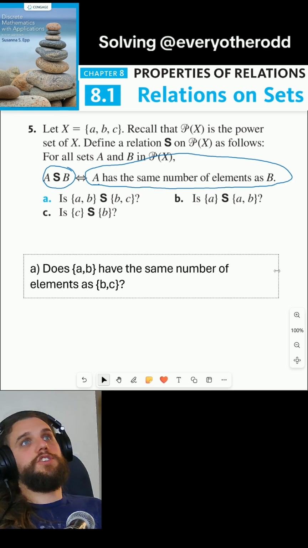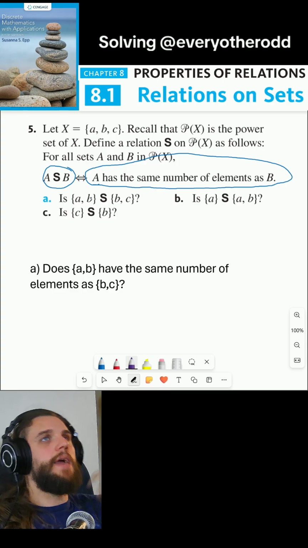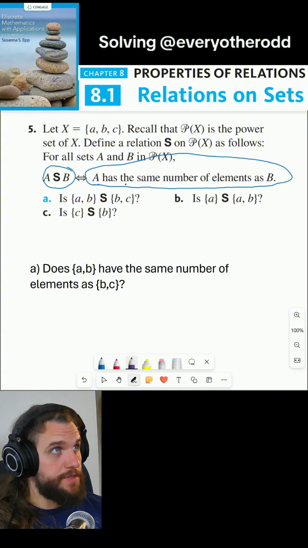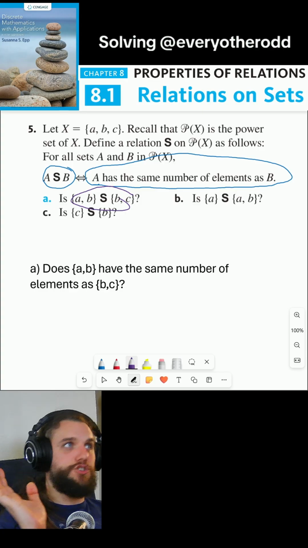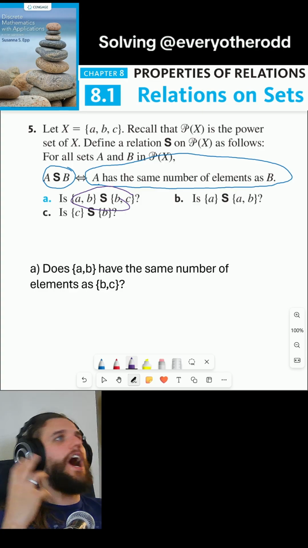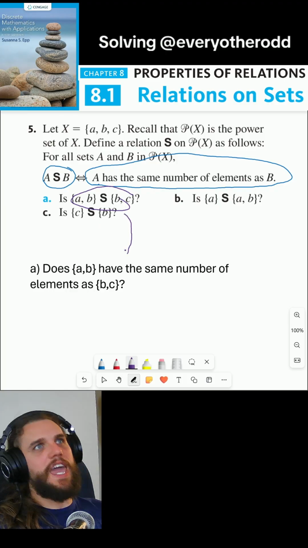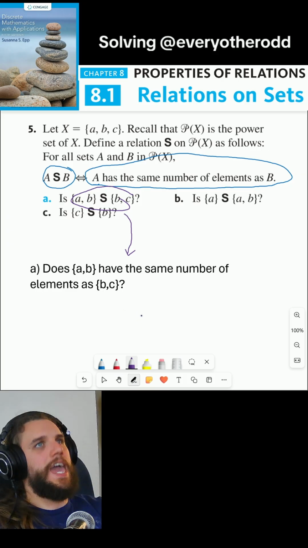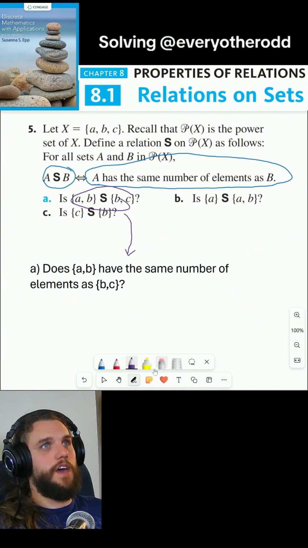Well, this question is a lot easier to answer, but what's important is being able to read this notation, because there will be a lot of problems in this chapter where we will use this notation very casually, as if you and I already understand what this means. You have to be able to immediately understand that the question is, does the set containing a, comma b have the same number of elements as the set containing b, comma c? The answer is yes, they both have 2 elements.